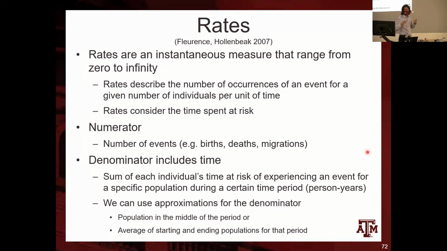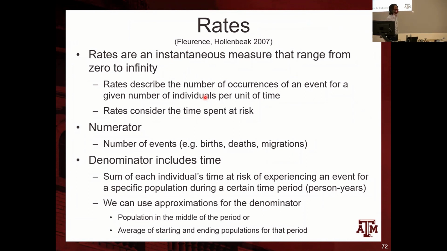Rates. For rates and probabilities, I got this information from this other article that's mentioned in the last slide, in the references here. And this article is more technical, so I tried to just get the most important information for this class. Rates are an instantaneous measure that range from 0 to infinity. Rates describe the number of occurrences of an event for a given number of individuals per unit of time. So time matters in the denominator. Rates consider the time spent at risk.